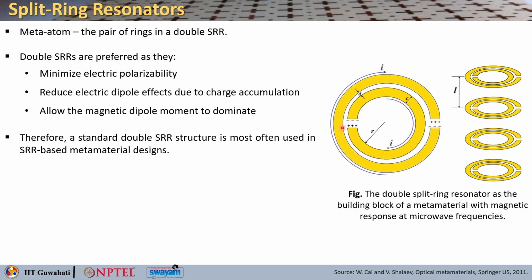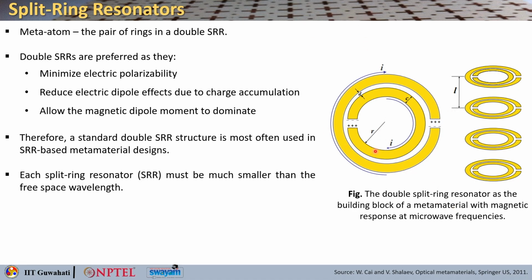But when you put the two SRRs in this particular manner, what will happen? You have a dipole moment like this, and you have a dipole moment in the opposite direction. So, they will try to cancel out each other, and then the magnetic moment will dominate, and that is what you want, right.